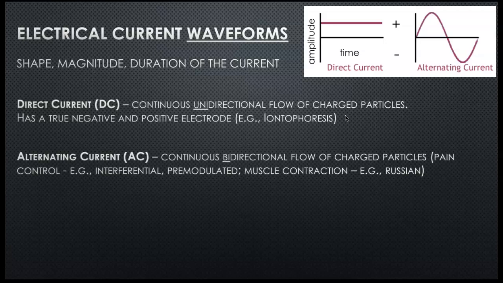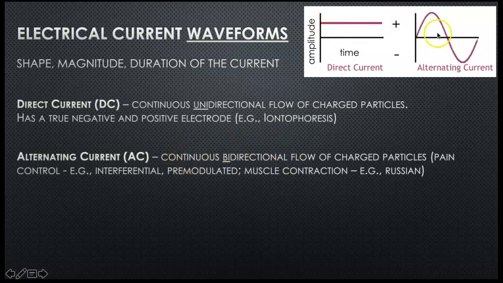You'll need to know what the negative and the positive leads are. An alternating current is probably one of the more common ones that you're going to see. And maybe some of you who have had E-stim have had alternating currents used on you. So it's continuous, just like the direct current was continuous. It just flows and it never stops, right?